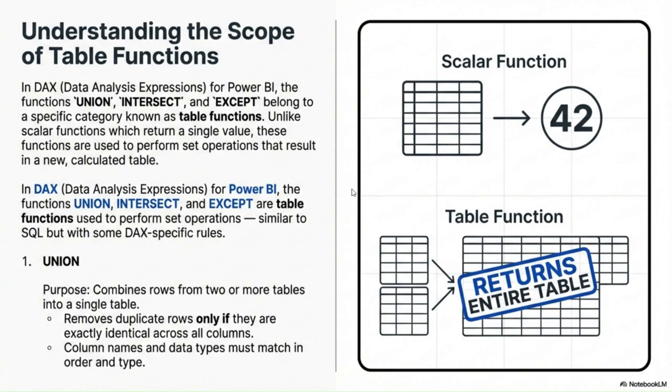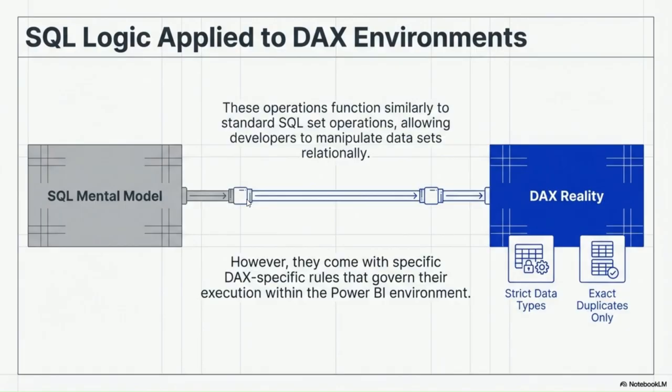Before diving deeper, it's important to understand the difference between scalar functions and table functions. Scalar functions return a single value, such as a sum or count. Table functions, on the other hand, return an entire table that can be further used inside CALCULATE or other DAX expressions. Union, intersect, and except all fall under this table functions category.